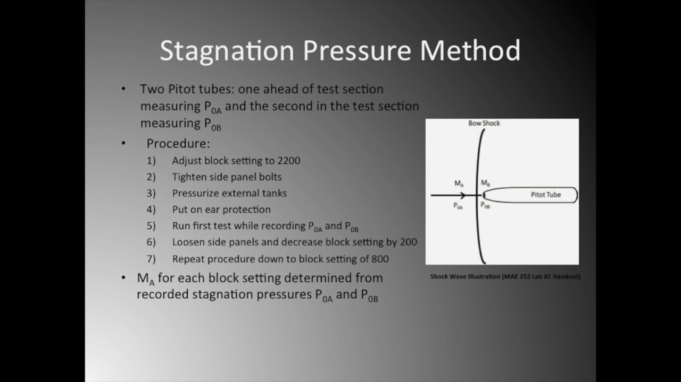The first method we used to relate the tunnel Mach number to the throat area was through stagnation pressure. The apparatus consisted of two pitot tubes, one mounted ahead of the test section measuring P0 A, and the second in the test section measuring P0 B.